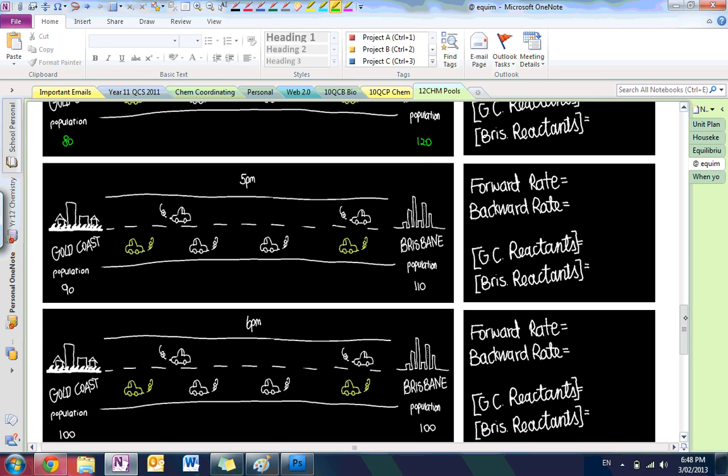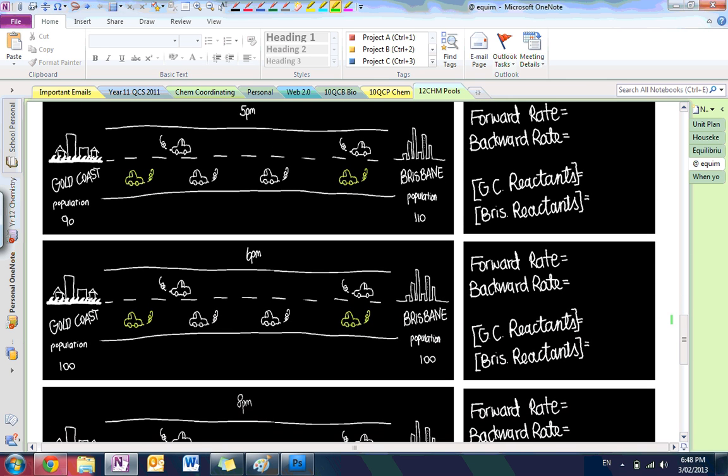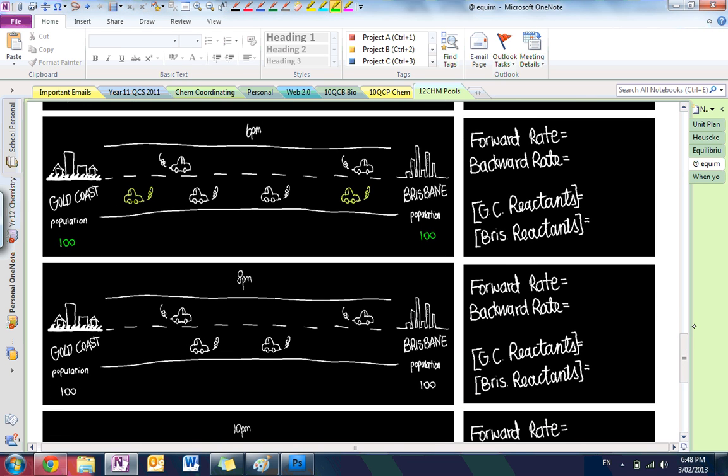is changing in respect to that. 6 p.m., you've got the same, so it's back down to 100 and 100. Now between 6 and 8 p.m., the traffic has been able to reach equilibrium again, and the concentrations or the populations of both the Gold Coast and Brisbane are at that same value at 100.